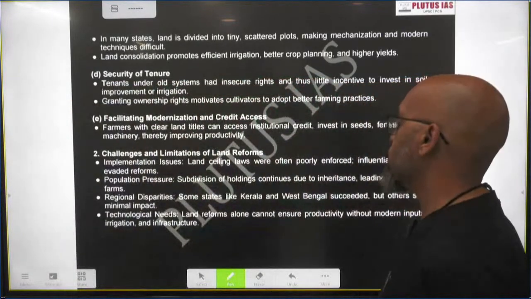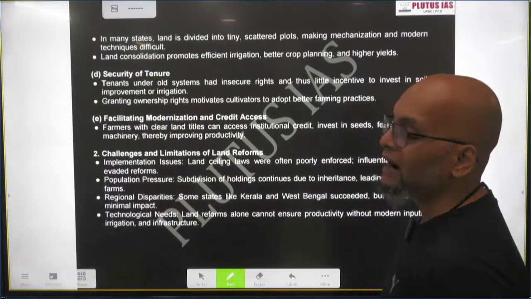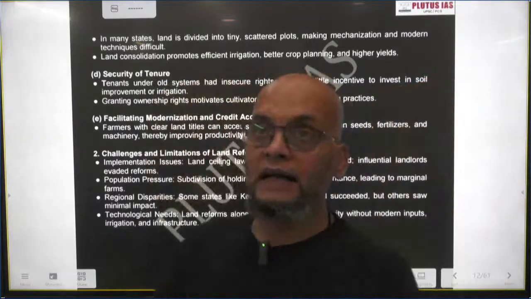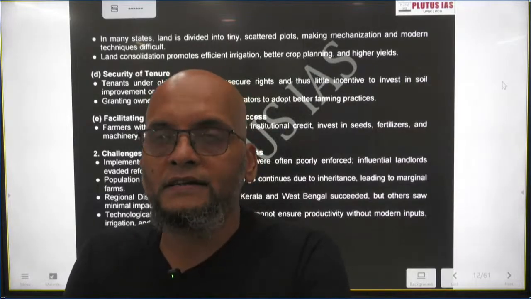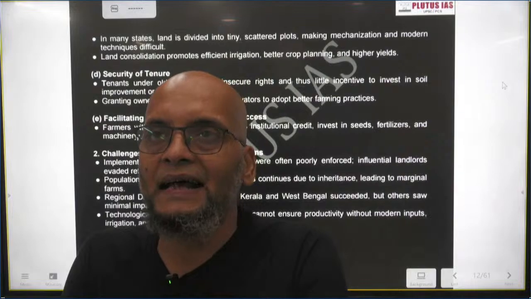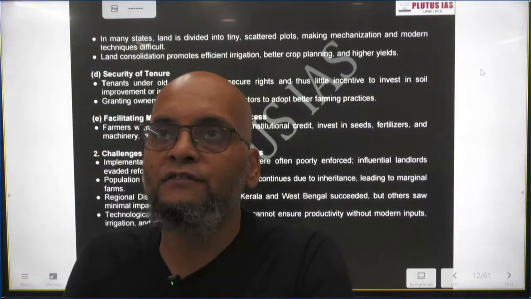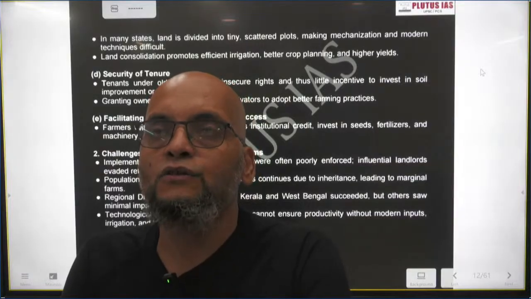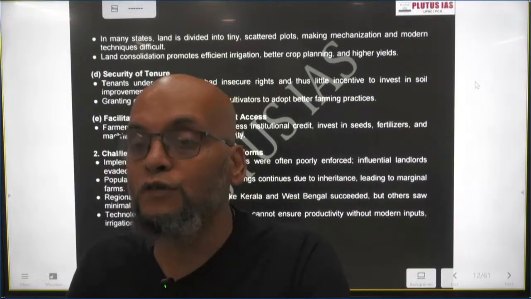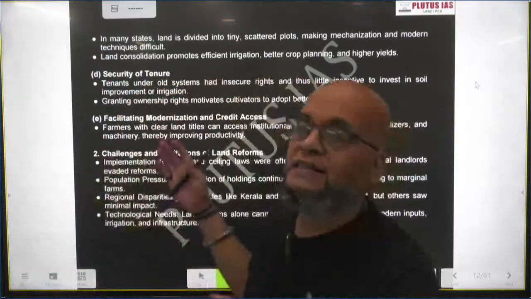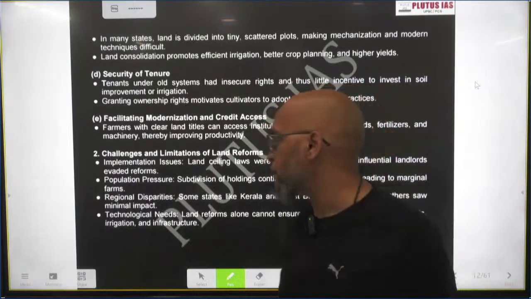Population pressure: subdivision of holdings continues due to inheritance, leading to marginal farms. As I said, a father has 1 hectare of land, he has 4 kids. Now these 4 kids will inherit this land, and the land will be divided again into 4 parts. Now each kid will have, let's say, three kids. So later on, this land will again be subdivided into 12 more parts, and so on. So due to this inheritance issue, the land got divided into smaller and smaller parts.